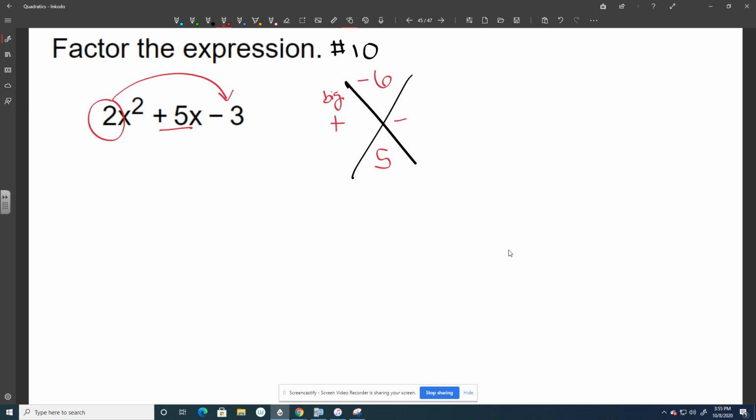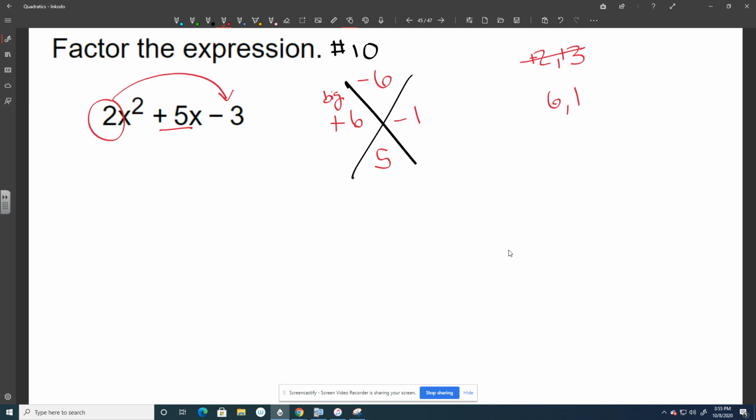I really like this question because there's actually two options, 2 and 3, and also 6 and 1. So you've got to be really careful. To get to 5, I would need a +2 and a +3, but one of them has to be negative. So I'm not going to use 2 and 3. I'm going to use the 6 and the 1. And the 6 is the positive, the 1 is the negative.